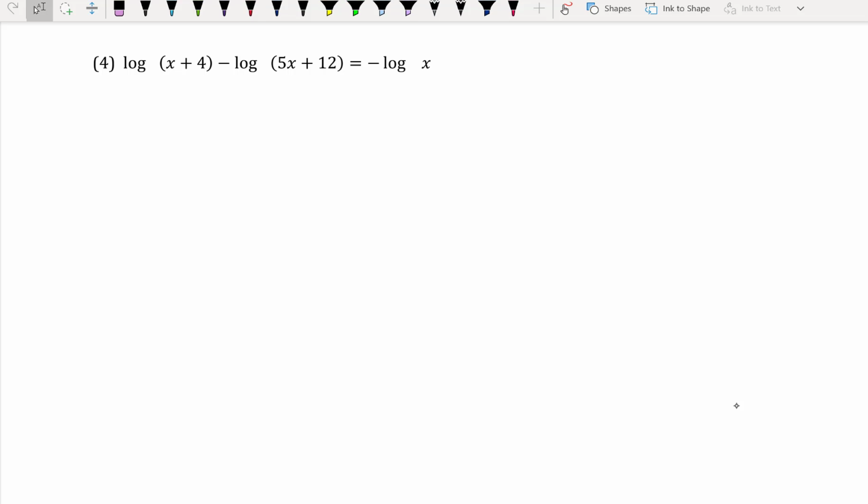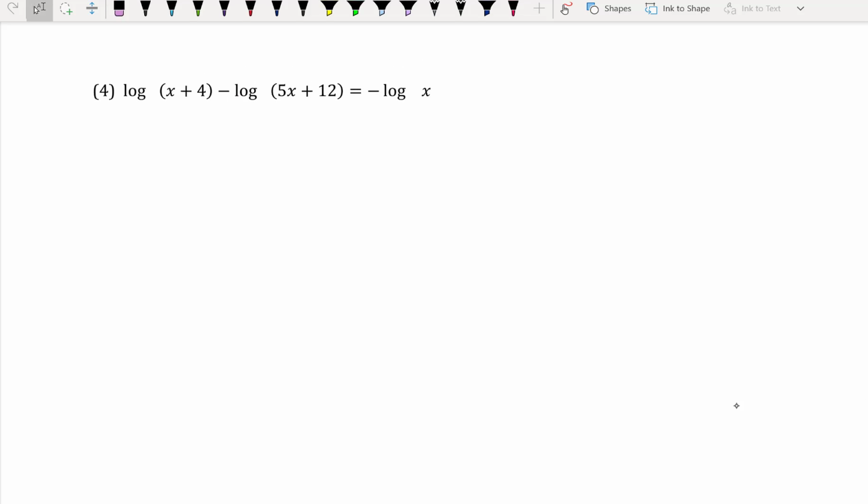So number 4, we have to do more work. The reason we have to do more work is because now we have 2 logs on the same side. It's not isolated anymore, and the reason it's not isolated is because we have a subtraction. So before we can even begin to say this side is equal to this side, we have to get rid of that subtraction sign. And the only way to do that is to use our quotient property.